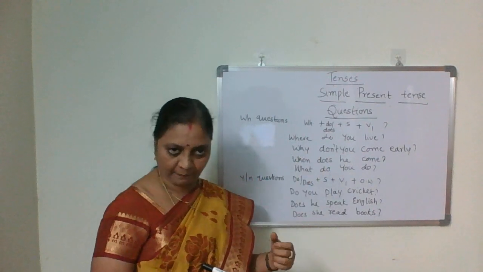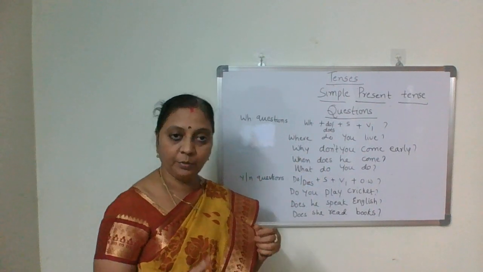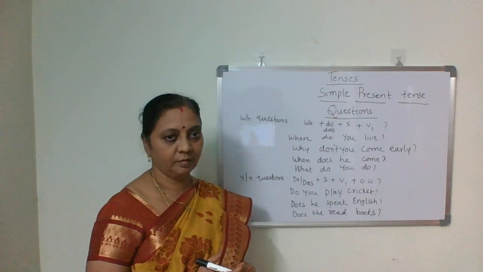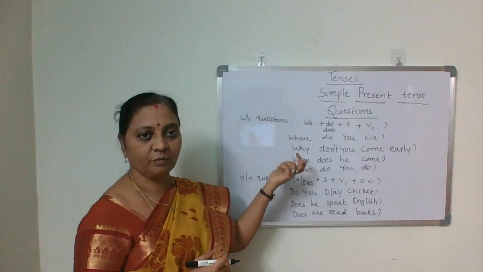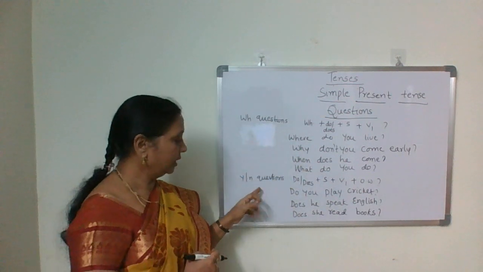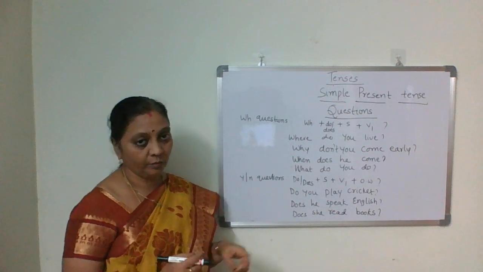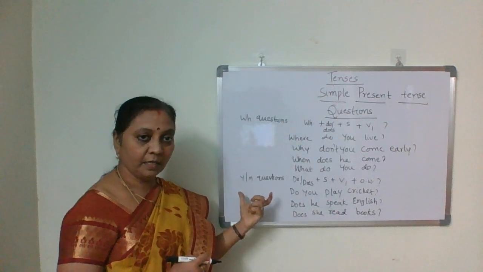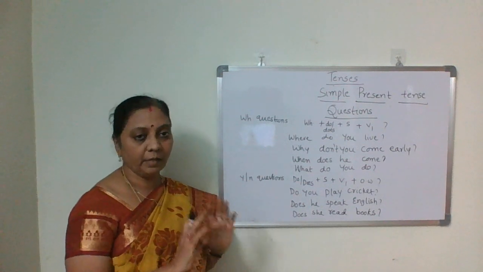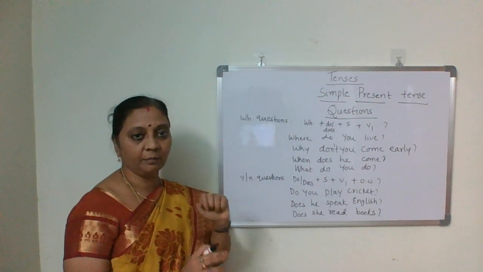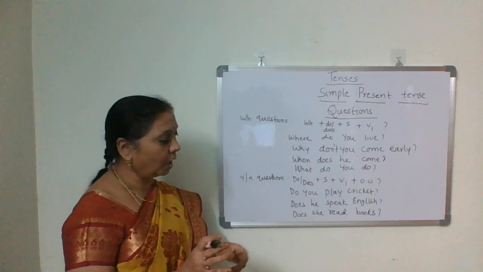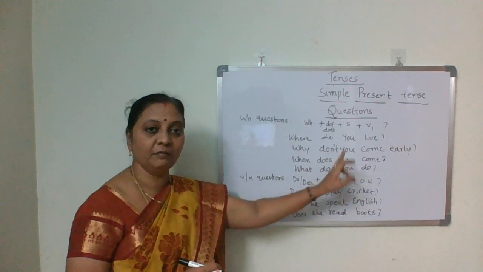When does he come? What do you do? How do you do? Where do you go? Why do you come? All this to frame questions of this sort. And then we have another type, isn't it? Yes, no questions also. In simple present, yes, no questions. How do you make them? Here, if you are talking about simple present tense, you have to take the help of only do or does plus subject plus V1 plus any other words.